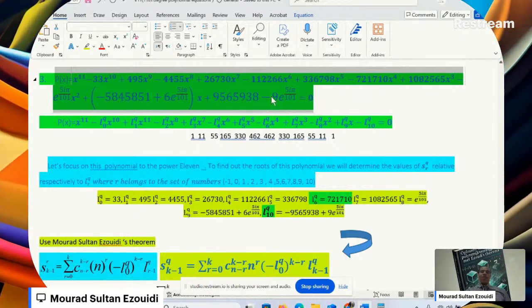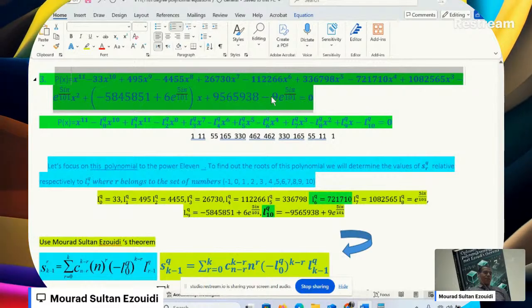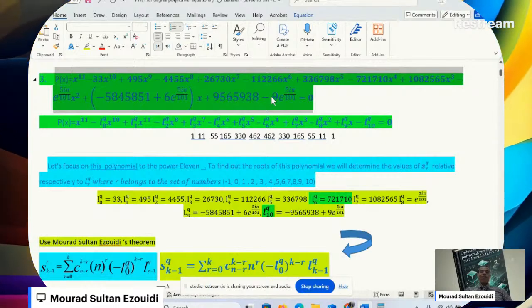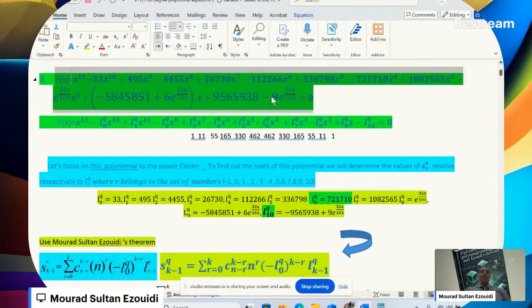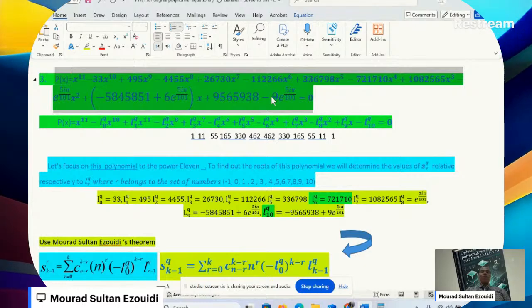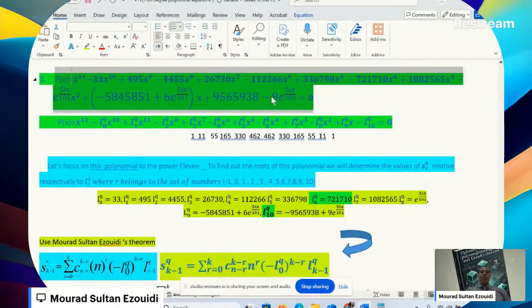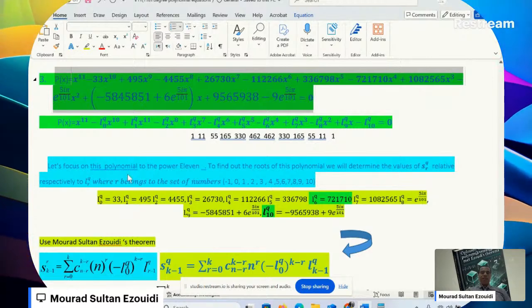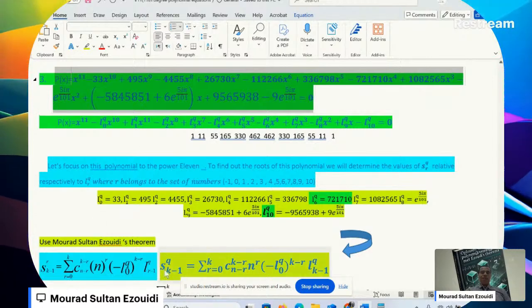Okay, it's a difficult challenge. So me, Professor Mourad Sultan, I will explain how to solve this degree polynomial equation using his theorem. Okay, and if you want to dive into the structure, you'll see the theorem. This is my theorem, my first theorem.